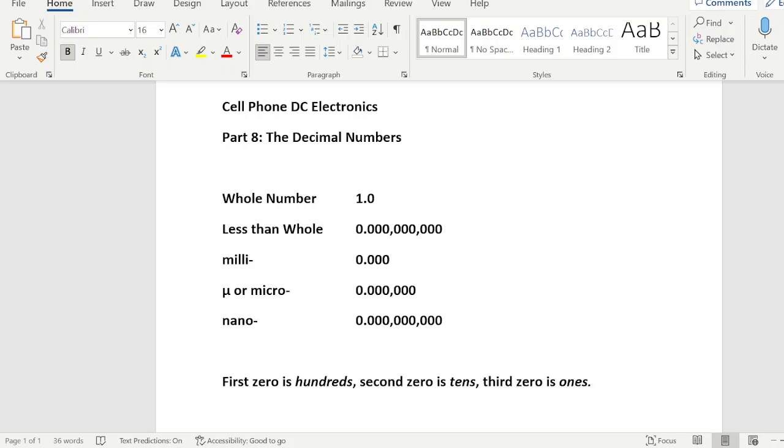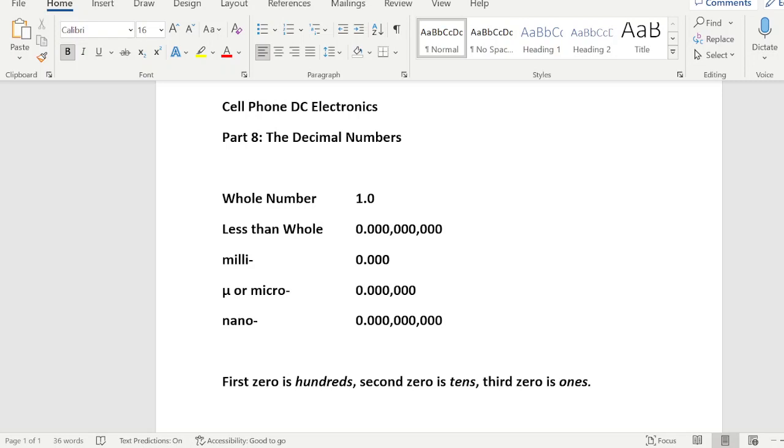So if you have 0.1, that's 100 milli. So if you have a 0.1 volt, you have 100 millivolts. 0.100, it's 100 millivolts. Now, okay, the second 0 is tens. So if you have 0.01, that's 10 millivolts. 0.010, that'd be 10 millivolts.